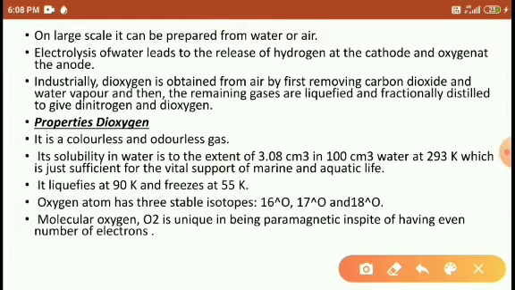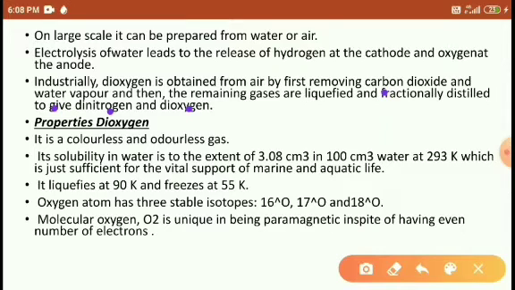Then the remaining gases are liquefied and separated by fractional distillation to give dinitrogen and dioxygen. So here we are using the industrial method.